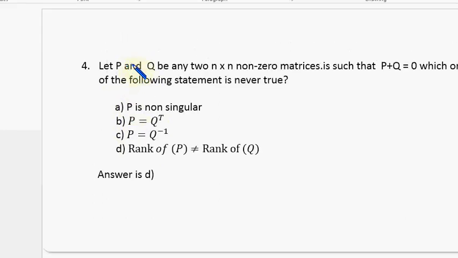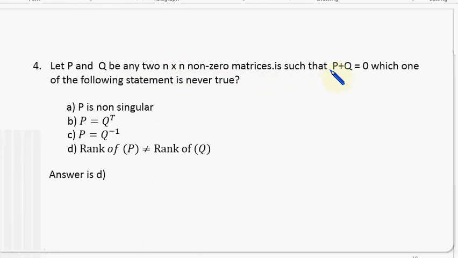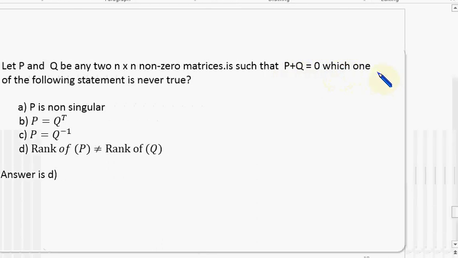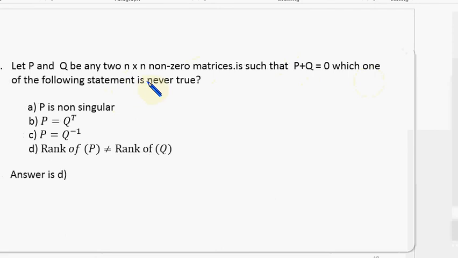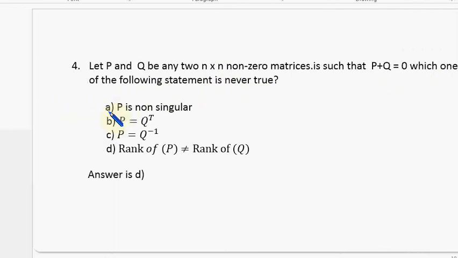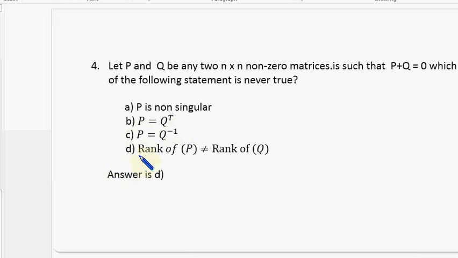Let P and Q be any two n cross n non-zero matrices such that P plus Q is equal to 0. Which one of the following statements is never true? First one, P is non-singular; P is equal to Q transpose; and P is equal to Q to the power of minus 1, that is the inverse of Q; and rank of P is not equal to rank of Q. The answer is D.